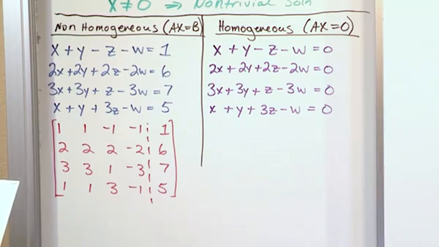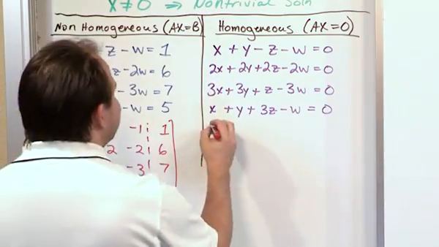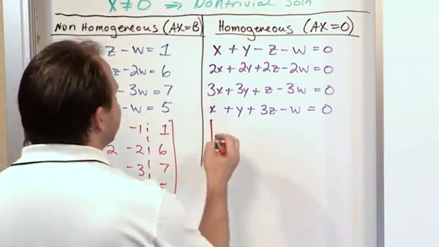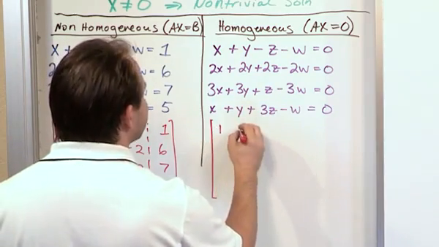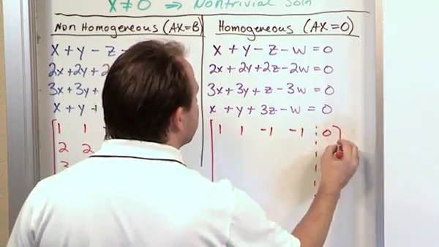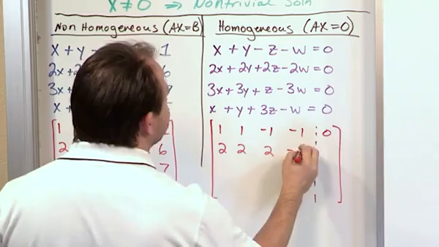Let me just make sure I didn't write anything wrong as I go down here and check myself. Now over here, the coefficient matrix is exactly the same. The only thing that's really different is that there are zeros on the right-hand side. So what I would have for this would be very similar. 1, 1, negative 1, negative 1, 0. And here I would have 2, 2, 2, negative 2, 0.